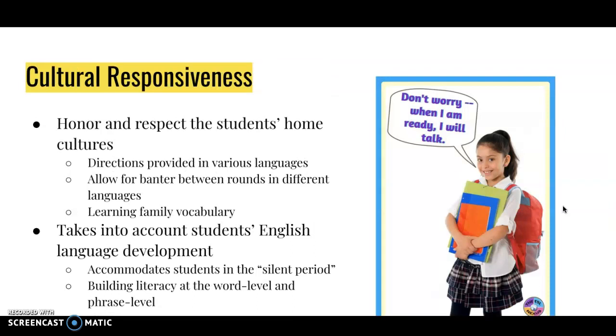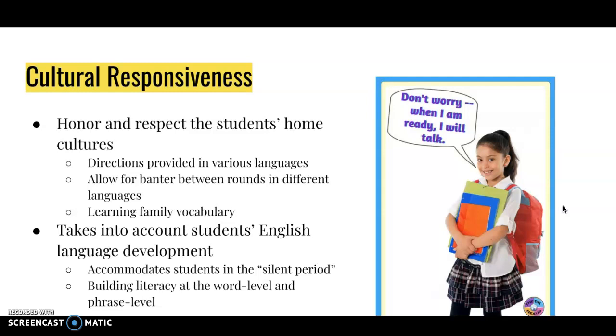Cultural responsiveness. I'm honoring and respecting students' home cultures by providing directions in various languages. Again, English, Spanish, Uzbek, and Amharic were the four languages that were spoken in that classroom. I allowed for banter between rounds in different languages. So a lot of my Spanish speakers were giving each other feedback. I have two brothers that speak Amharic that were bantering back and forth, and we're learning about family vocabulary words, which is super relevant to them and their lives.